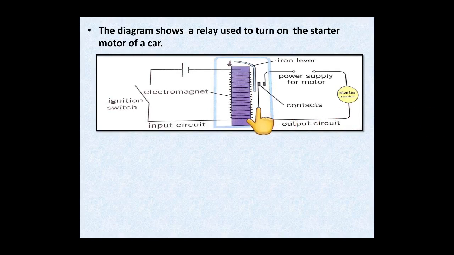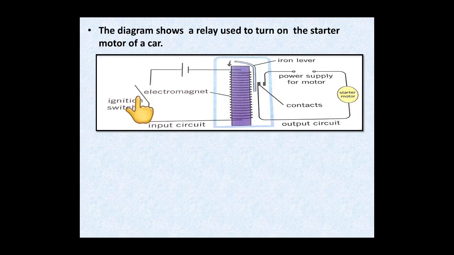There are two circuits, the input circuit and the output circuit. The input circuit consists of an ignition switch. It is a switch by means of which the engine of a motor vehicle may be started or stopped. This switch is turned on or off when you try to start the vehicle using the key. The input circuit has an electromagnet which is attached to an iron lever. The output circuit contains two contacts and the power supply to the starter motor.